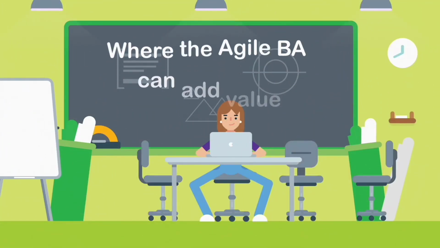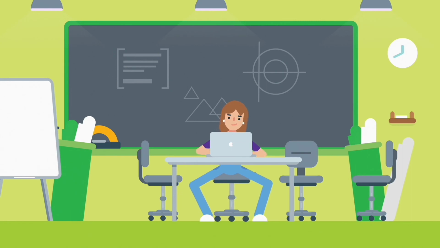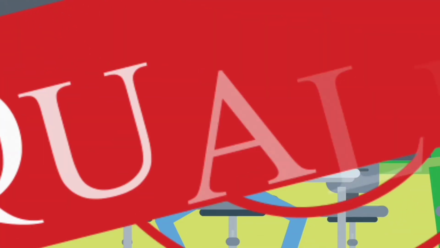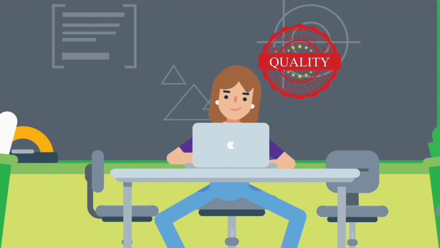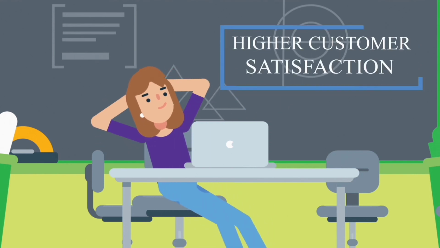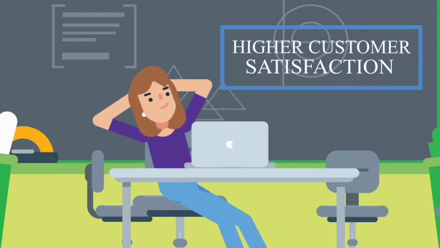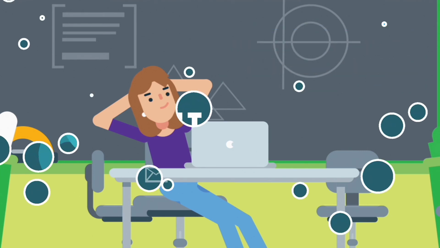Where the Agile BA can add value. Higher productivity. The Agile methodology emphasizes delivery of usable features at the end of every short development cycle. Higher quality. A key principle of Agile is to test early and often, which results in a higher quality product being delivered to the customer. Higher customer satisfaction. Customers are involved throughout the process and can give feedback early and often. This will result in a better product.